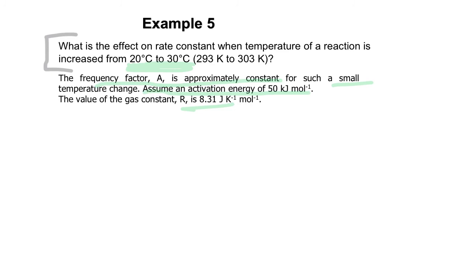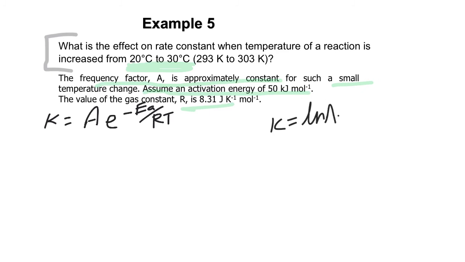Okay, so if you consider both forms of the equation, k equals A e to the power minus EA over RT is one, and the other logarithmic form is ln k equals ln A minus EA over RT. It is really obvious which one to use. I don't know if you can see this.